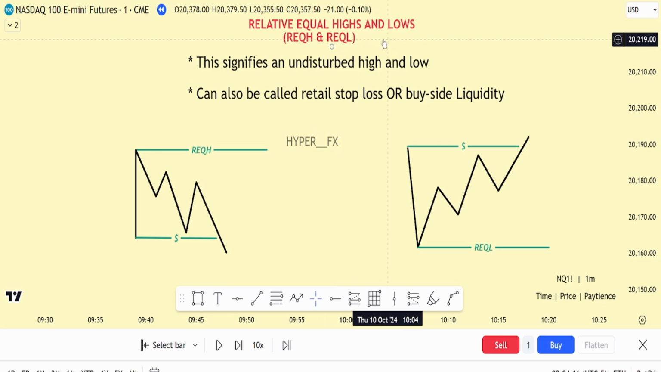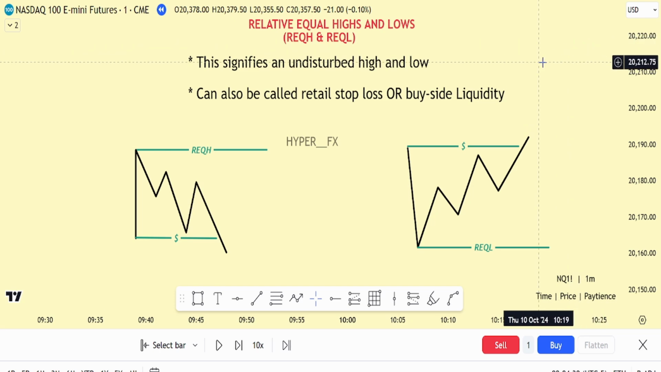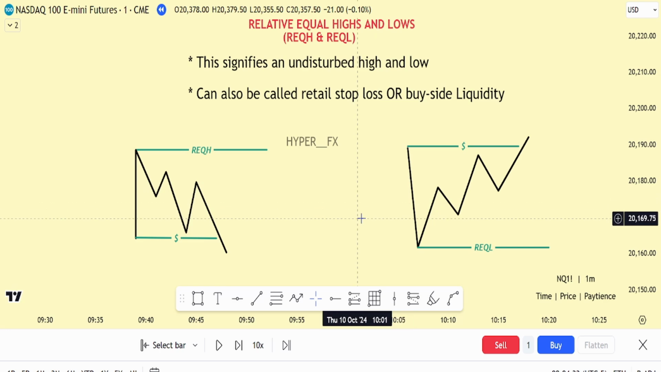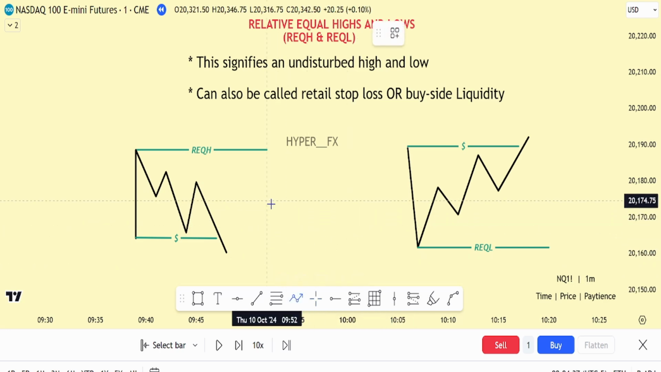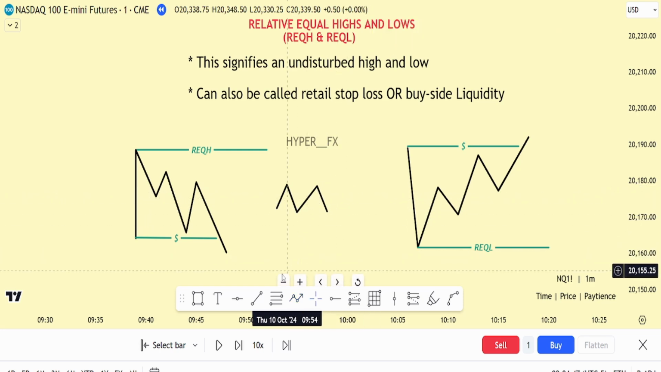Relative equal highs and lows. Before I get into it, I don't want you to see relative equal highs and lows as highs and lows that are equal. Forget about the name. The name sounds like the highs we are talking about are supposed to be equal like this, and the lows are supposed to be equal like this. That is not what I mean.